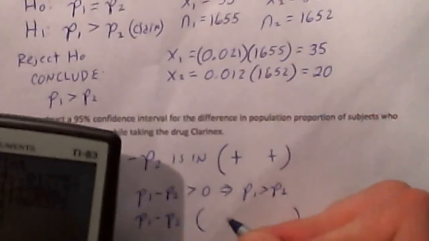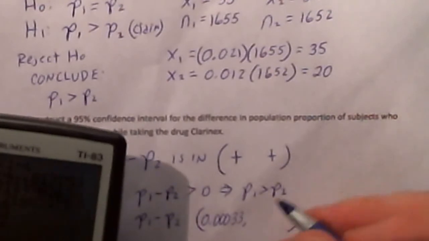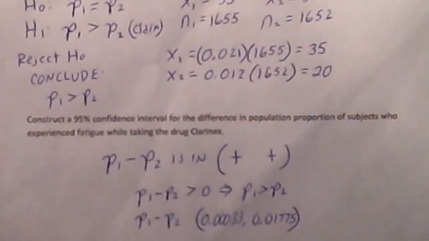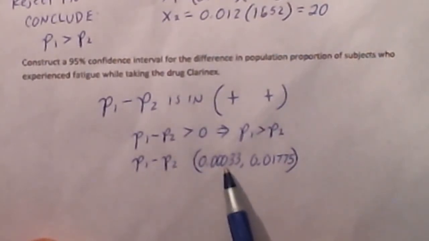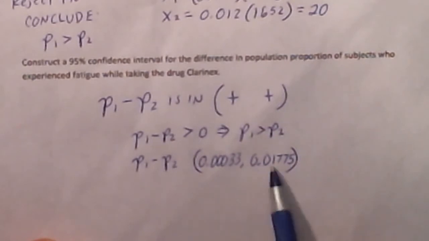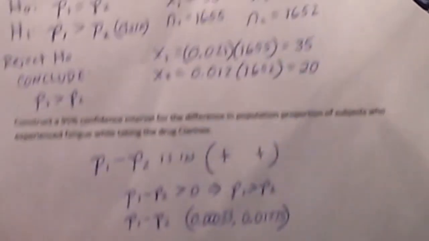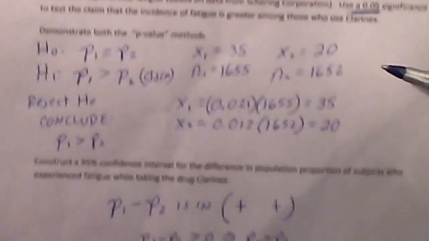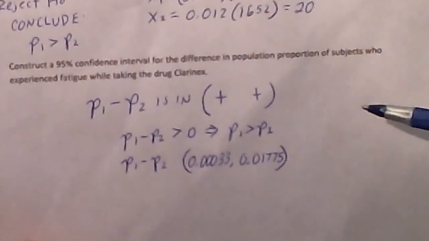which has a lower endpoint again of 0.00033, and the upper endpoint is 0.01775. And we're 95% certain that the difference of these population proportions is indeed a value that lies between these two positive values here. So these two examples show us how, again, to do the p-value method in conducting a hypothesis test for two population proportions. And it also shows us how to build confidence intervals for the difference between population proportions.